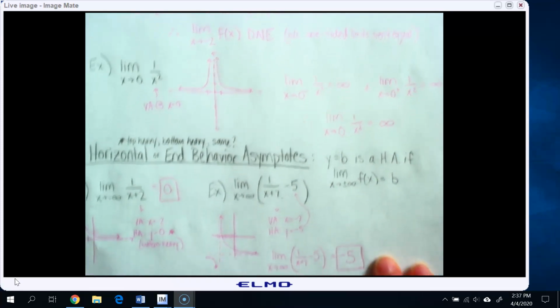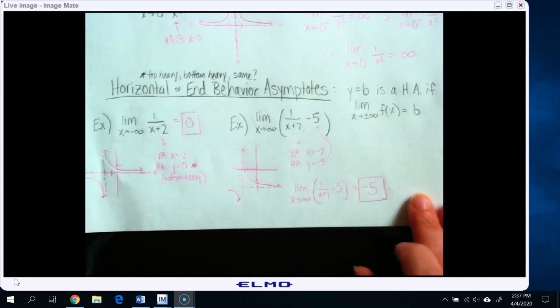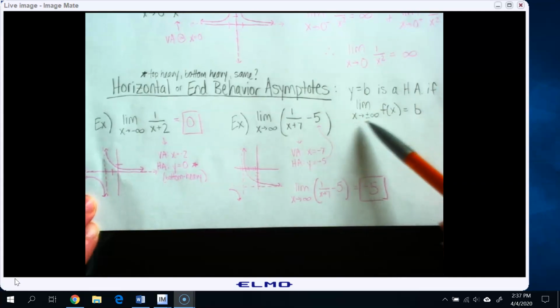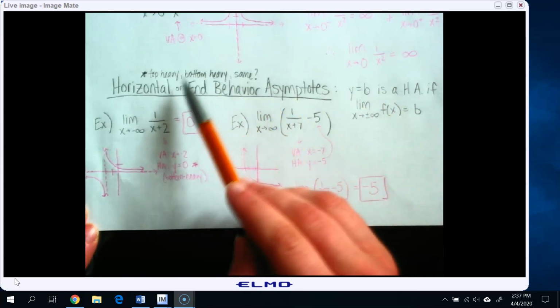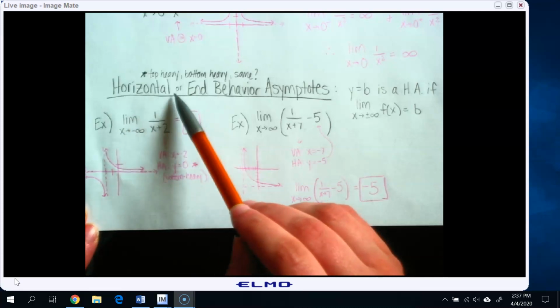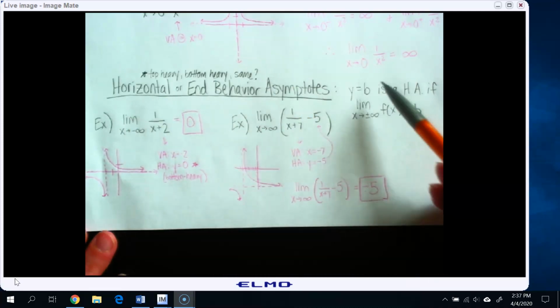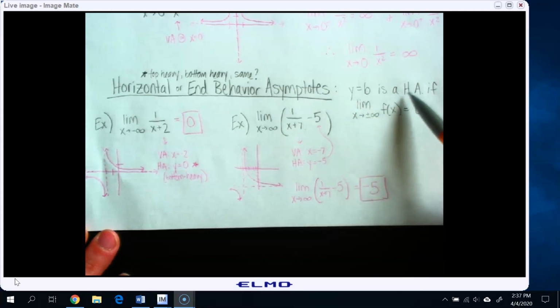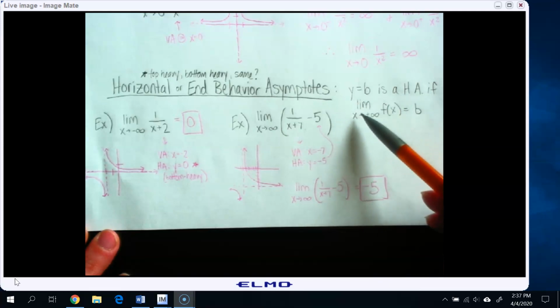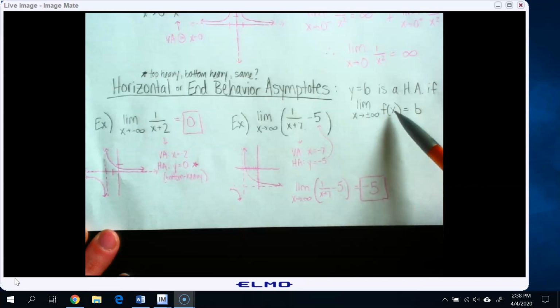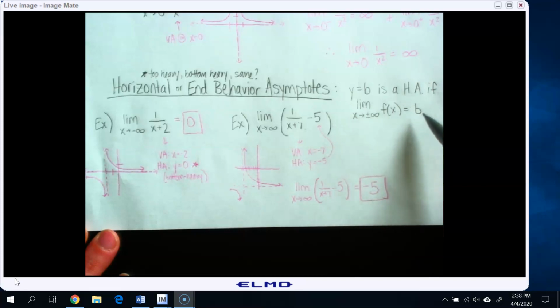The other type of limit involving infinity is when we're talking about the limit as x approaches positive or negative infinity, and that would be basically the end behavior of your function, which is sometimes defined by horizontal or end behavior asymptotes. So y equals b is a horizontal asymptote if the limit as x approaches positive or negative infinity of the function is equal to b.